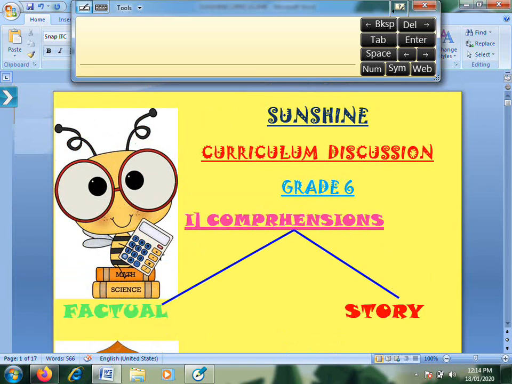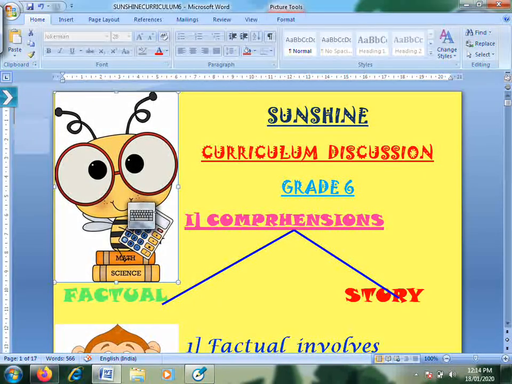The class caters to English, and English is divided into three parameters. A is comprehension, where you will have fiction and non-fiction passages, which the child is required to read, understand, and answer accordingly. Now, what do we focus on when we are doing comprehensions in class?